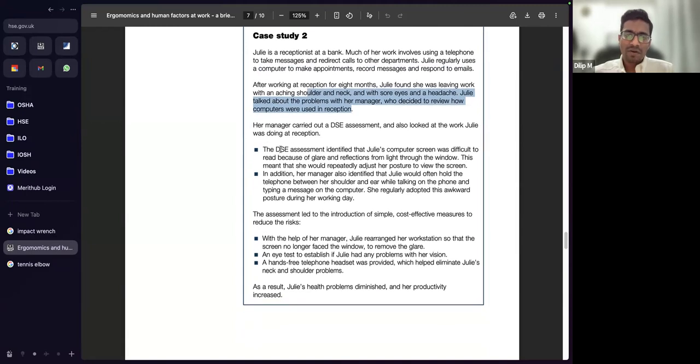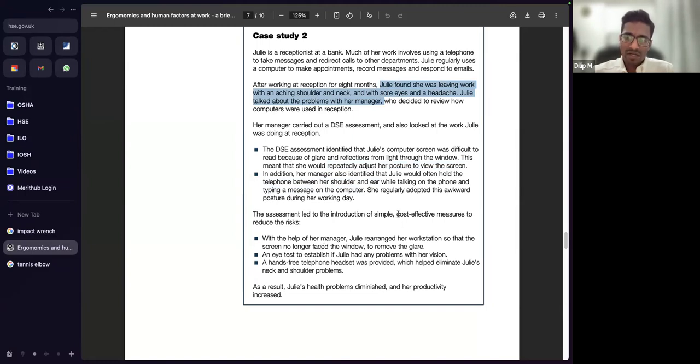So as part of the assessment, they found that Julie's computer screen was difficult to read because of glare and reflections from the light to the window. And second, because of that, she has to repeatedly adjust her posture to view the screen. Thirdly, she has to hold the telephone between her shoulder and ear, so like this. So she has to sit in this awkward posture, and then she would also be typing a message on the computer. Okay, so these contributed to the musculoskeletal disorders.